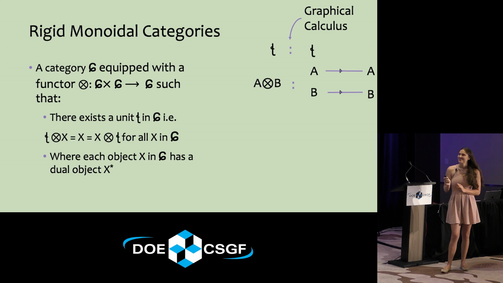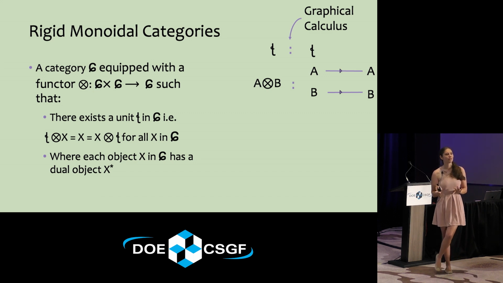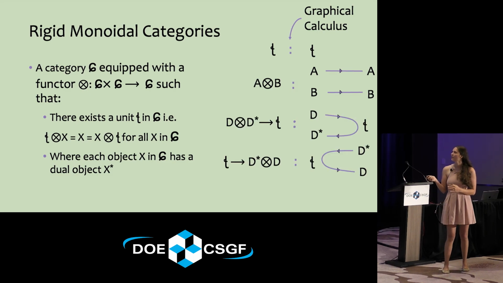Add another adjective, a rigid monoidal category, or autonomous, depending on what source you're looking at. It means each object in your category has a dual object. And when I say dual, I mean categorical dual, but vector space is an example. Vector spaces, so all the objects are vector spaces and the morphisms are linear maps, is an example of a rigid category because of the vector dual. So that is an example to hold on to if you have seen it before.